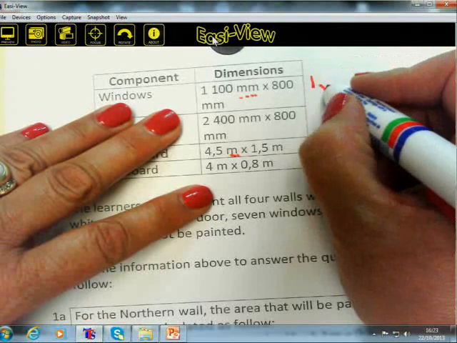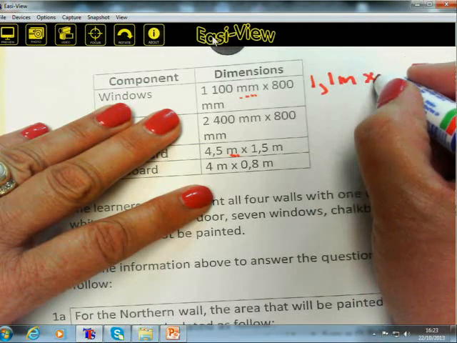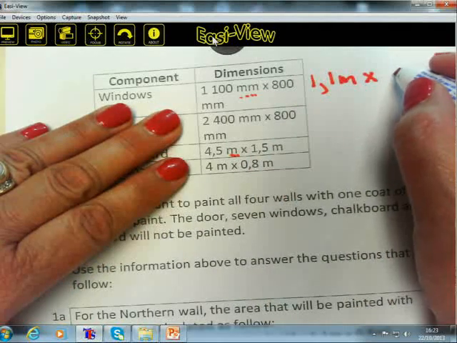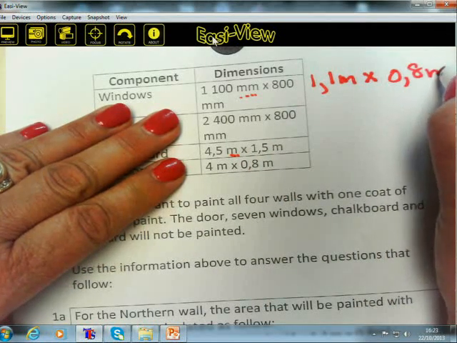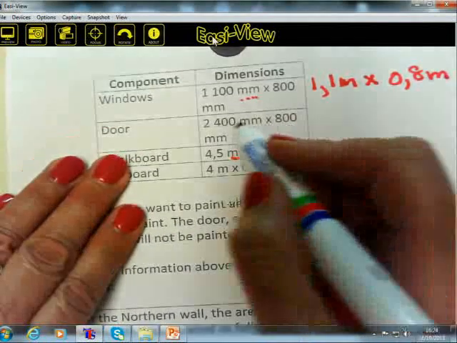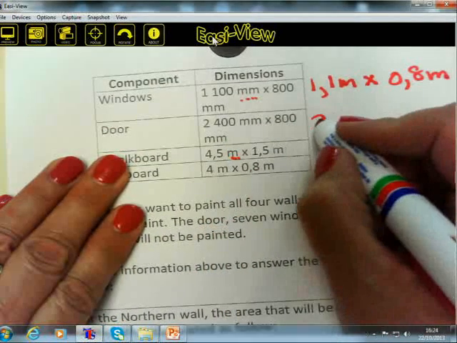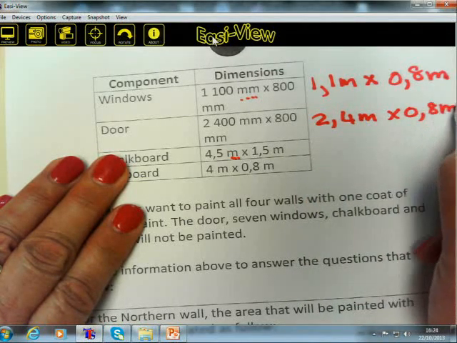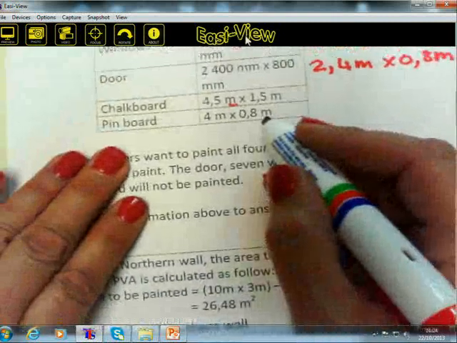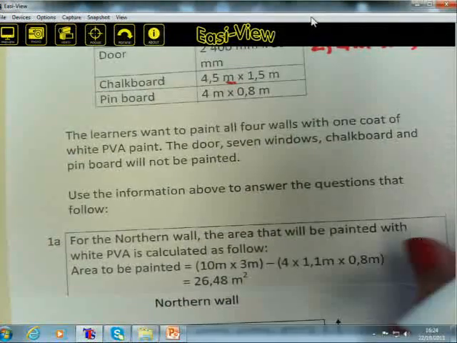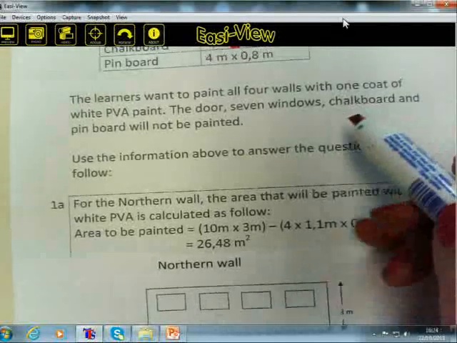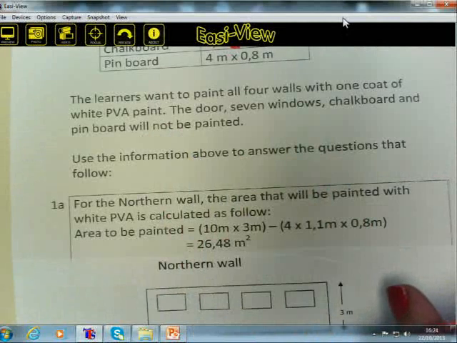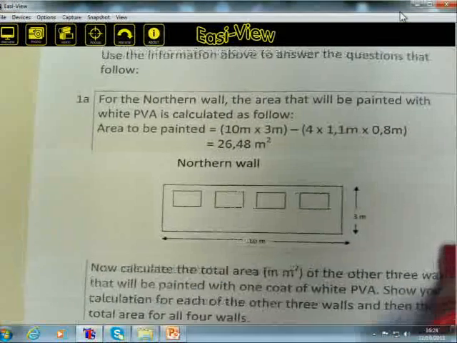So it will be 1,1 meters times 800 millimeters. 800 divided by 1,000 is 0,8 meters. The door is 2,4 meters and 0,8 meters. The chalkboard they give us and the pinboard. They want to paint the walls, the door, the 7 windows, and the chalkboard, and the pinboard will not be painted. Then they give us an example.